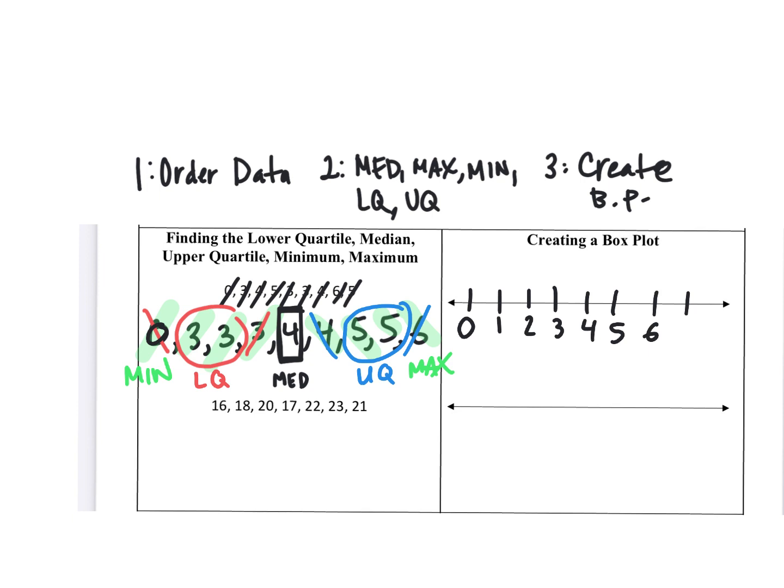Even if you don't have a number in your data set, but it should be on your number line because it's in between the minimum and maximum, then do it anyways. My median is 4. My lower quartile is 3, and my upper quartile is 5. With those 3 numbers, you are going to make your box plot, which looks like that. Then your minimum and maximum, which is 0 and 6, you're going to put there.